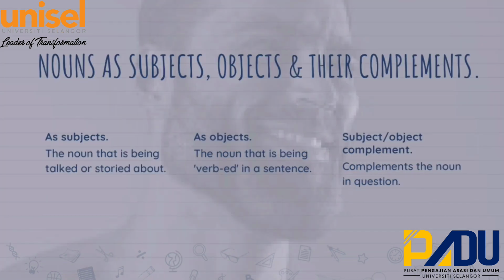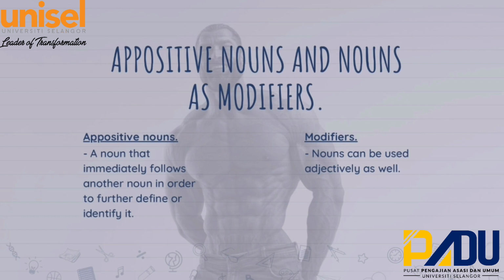So nouns can be used as subjects, objects, and their complements. So for example, the sentence, "The dog is playing with the cat." The dog is the subject of this sentence because the dog is a noun that is being talked and storied about. I'm sorry about my pronunciations. And the cat is the object, or like the noun that is being verbed in a sentence, which is being played by the dog. So the next one is appositive nouns and nouns as modifiers.